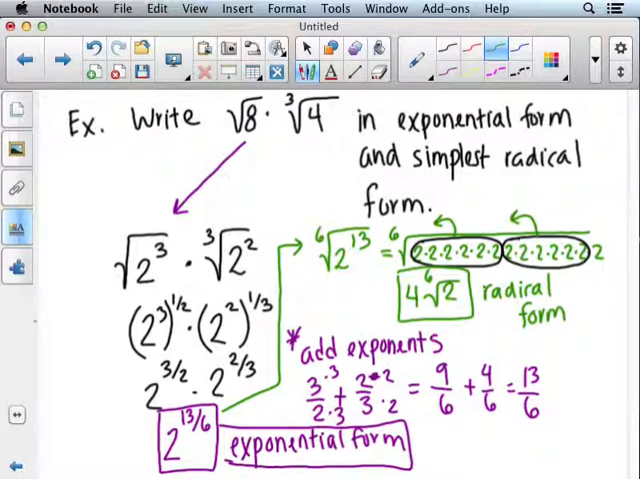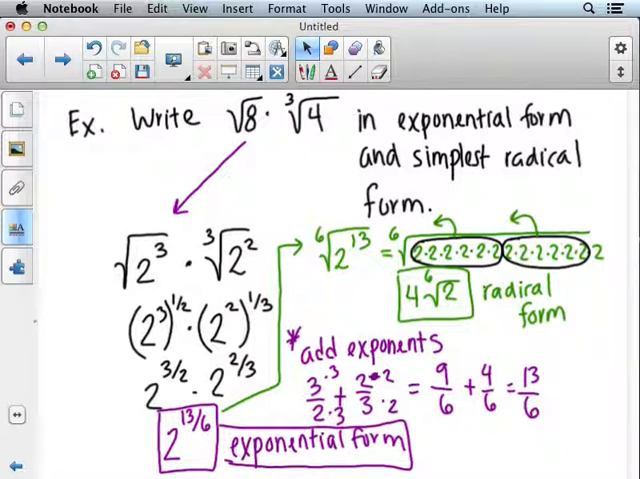This is a little bit trickier. So going back to the beginning, what I did was I wanted them to have the same base, so I rewrote 8 as 2 cubed. I rewrote 4 as 2 squared. I rewrote my radicals as exponents, and then I simplified. I took my answer here, rewrote it in radical form, and simplified my radical. So you guys should be good from there. Should be able to do your homework.